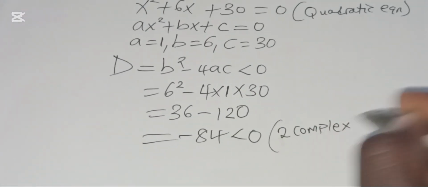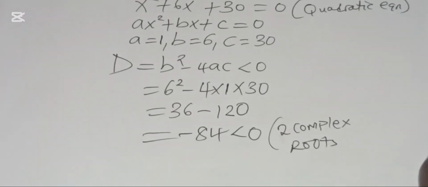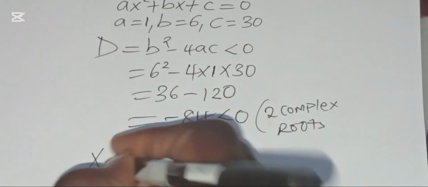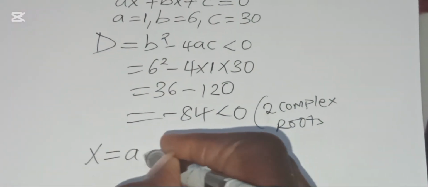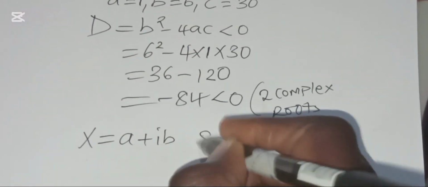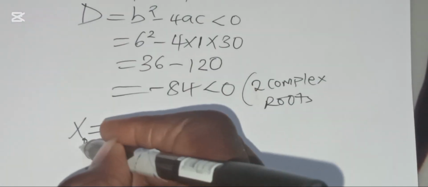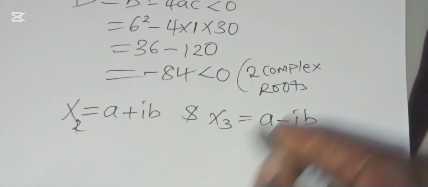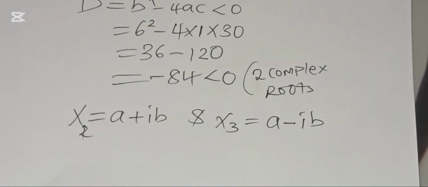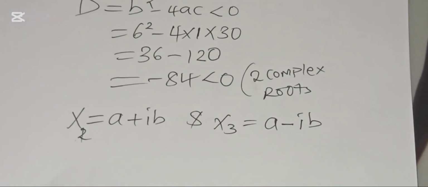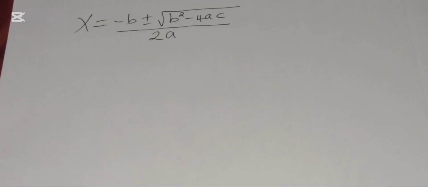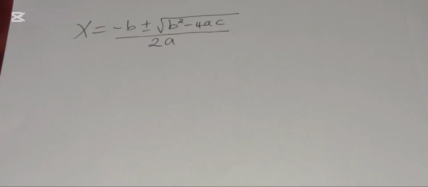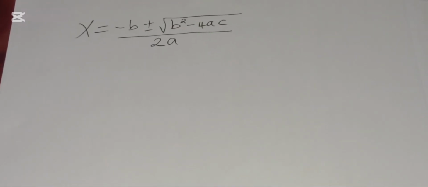Okay, we have two complex roots or imaginary roots, which are in the form of x is equal to a plus ib. I can call this x2, and also x3, which is in the form of a minus ib. Okay, so let's calculate this x2 and x3 applying the quadratic formula as follows. So we apply the quadratic formula, which is x is equal to negative b plus or minus the square root of b squared minus 4ac over 2a.